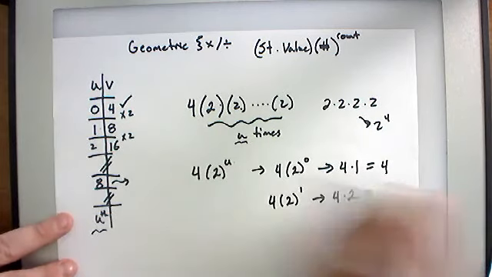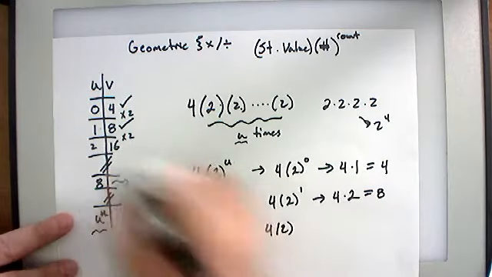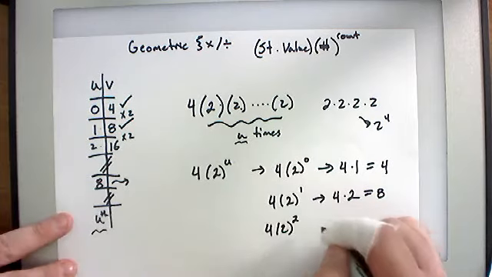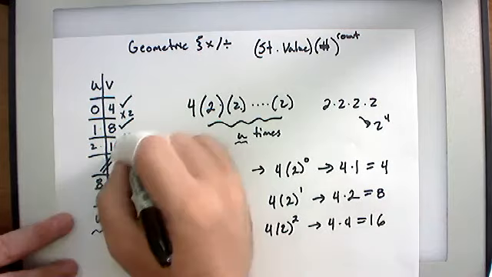4 times 2 is 8, just like it should be. Now we'll do it times 2 again. 4 times 2. Now this time we're on the second step, so the power is 2. 2 squared is 4. 4 times 4 is 16, just like it should have been.